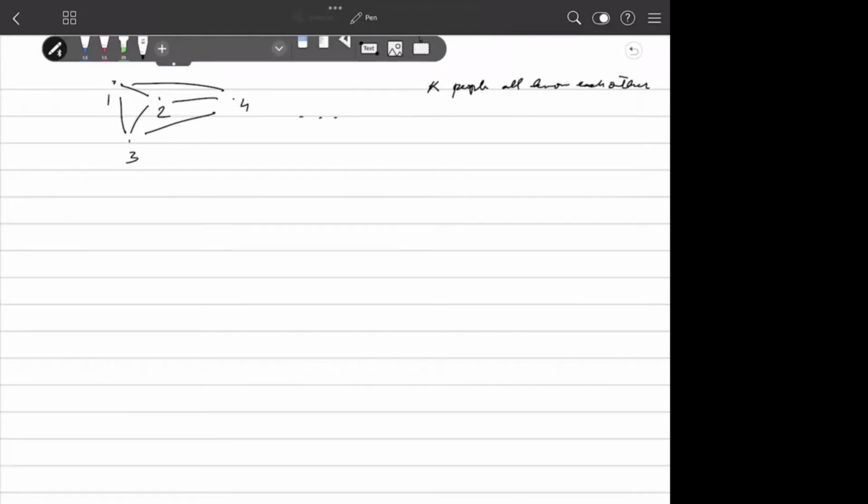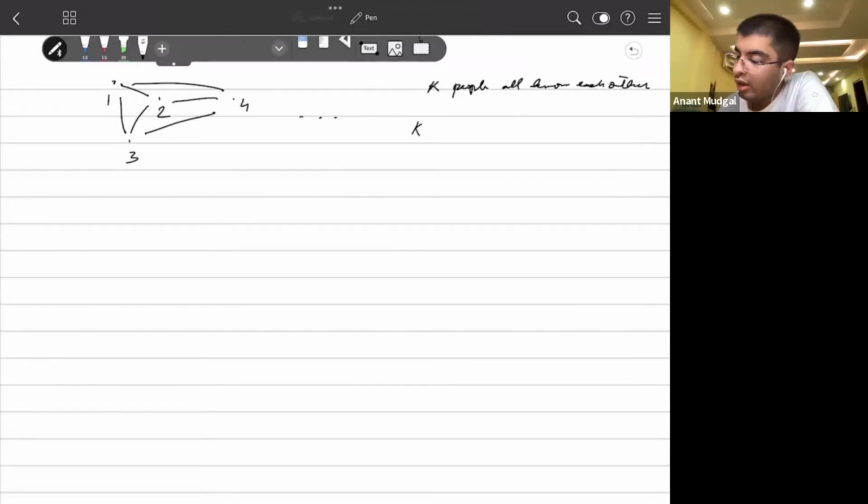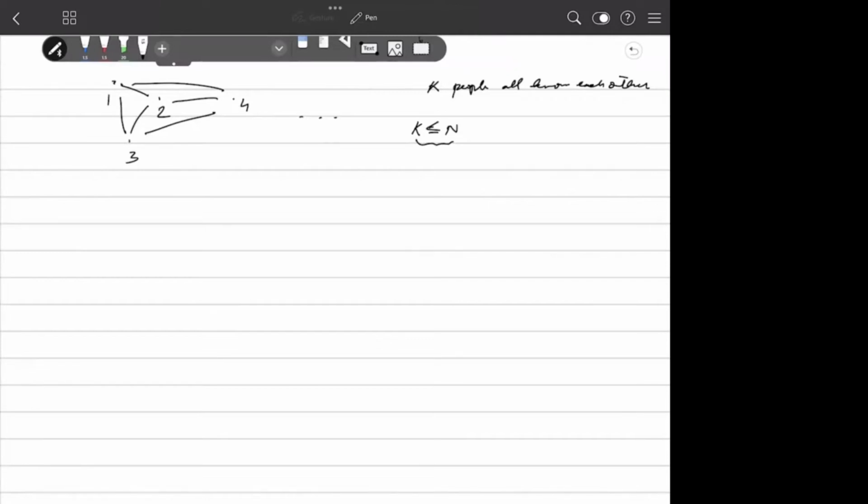That k can be extended to be n easily. So this algorithm of adding a new person can only be done as long as k is less than or equal to n. So when k equals n, you can still add one more person, and that gives you an n plus 1 clique.